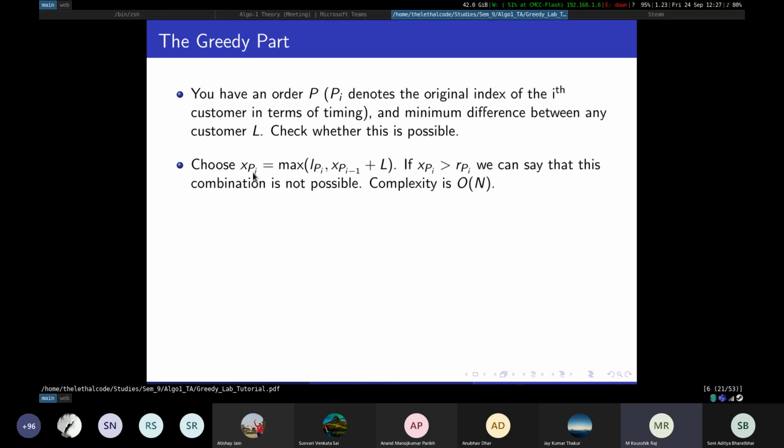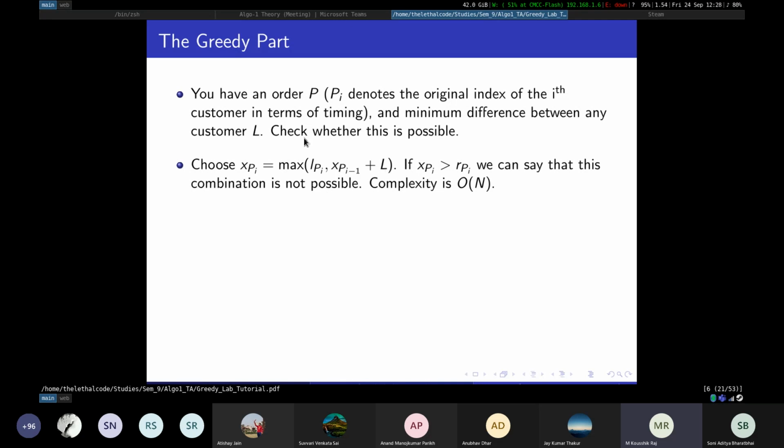So what you're doing is, Xi will be their timing to come and get their order. So XP of I will be the max of LP of I. Here L is the leftmost point, the starting point of the time frame, and this XPI plus L, PA minus 1 L plus L. This XPI minus 1 will be the customer coming just before him, and he has to get after L.